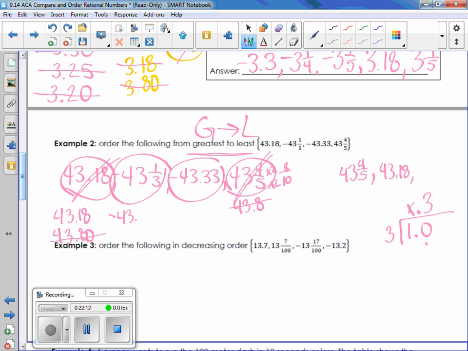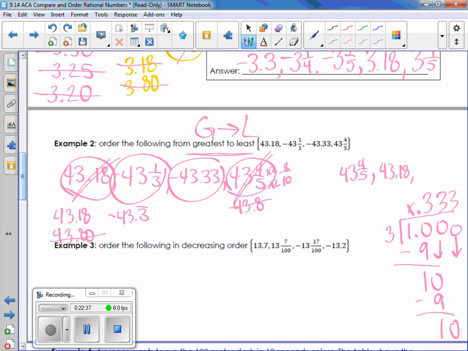3 times 3 is 9. We subtract, and I have 1. I have to add my decimal, add my 0, bring it down. So we should be realizing that this is going to be the 3 for forever, right? Yes. I got it. Hold on. Right. So it is the 3 with the line over it.